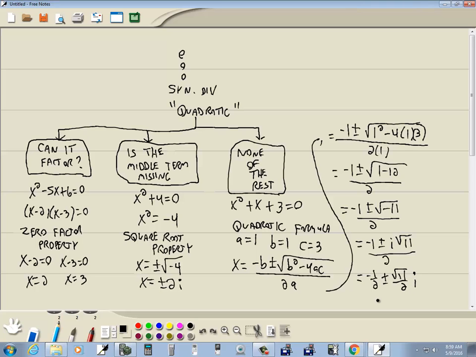So once you've gone through your synthetic division process that we looked at in that previous example, and you get down to the quadratic, those are your 3 possibilities, your 3 choices on how to continue the problem from there.